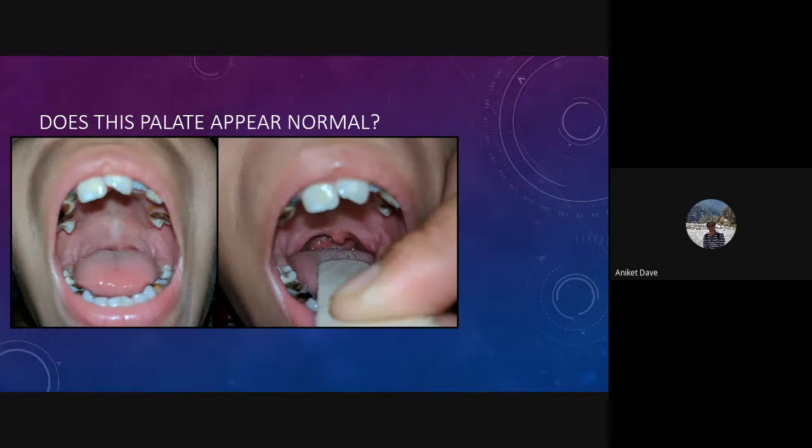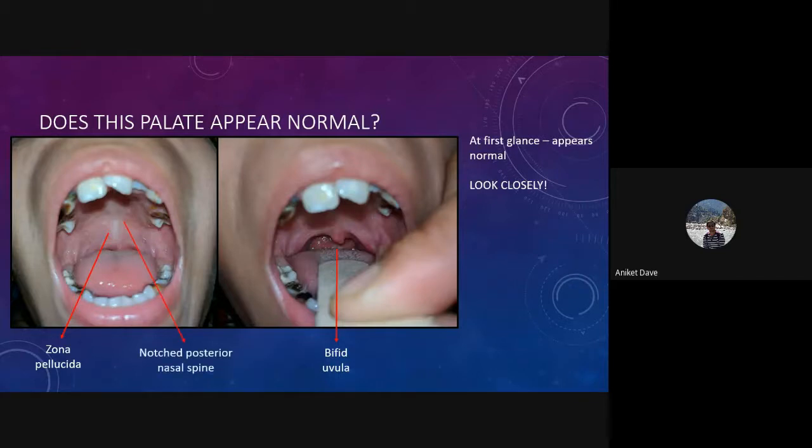Now, if you can just take 5 seconds to have a look at this image of a palate in a child, what do you think? Does it appear normal? At first glance, yes, it looks pretty normal. There is no cleft, there's no gap. But if you look closely, you'll see a few features. There's a zona pellucida, a translucent white streak in the midline of the soft palate. And if you see, the uvula is bifid.